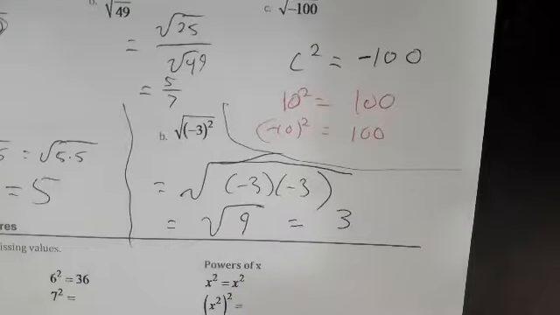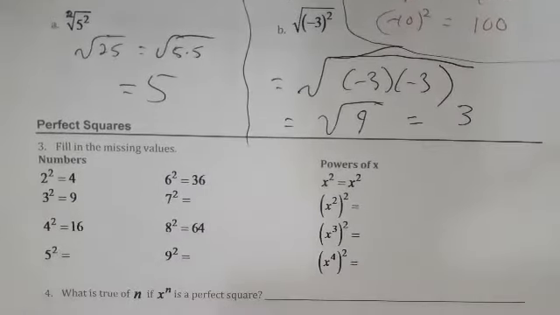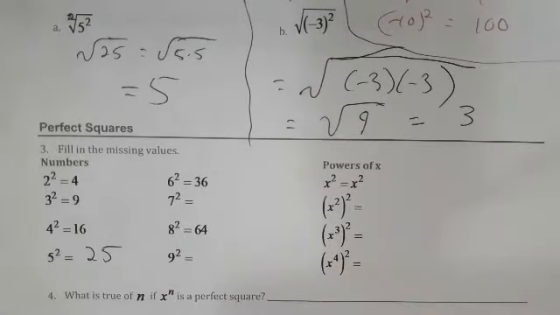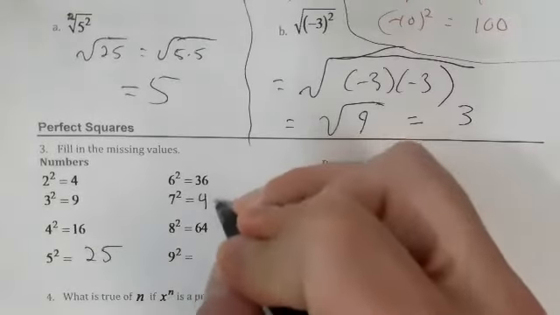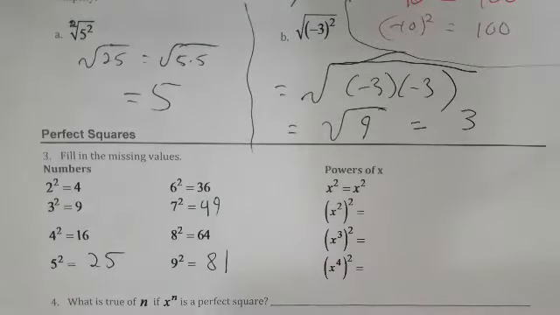Okay, so they want to go over some perfect squares here. So 5 squared is 25. We did that one. 6 squared is 36. 7 squared is 49. 9 squared is 81.